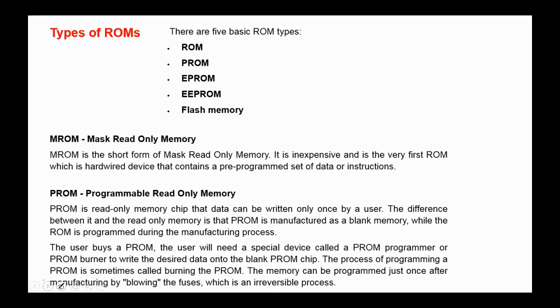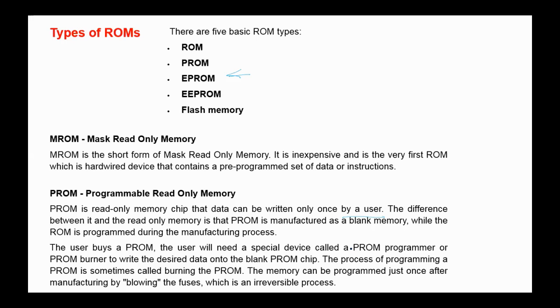There are 5 basic ROM types. MROM, also known as mask read-only memory, PROM, programmable read-only memory, EPROM, erasable programmable read-only memory, EEPROM, electrically EPROM, and flash memories. MROM was the first ROM type, which is a hardware device that contains a pre-programmed set of data or instructions. The PROM is usually manufactured as a blank memory, while the MROM is programmed during the manufacturing process.